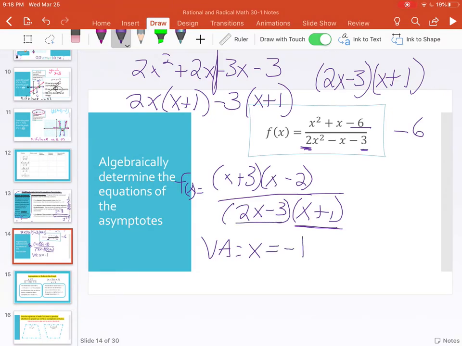My second vertical asymptote, I would take the 0 of 2x minus 3. And if you're not sure what that is, just by looking at it on the side of your paper, you could actually make it equal to 0 and then solve for it. So in this case, my vertical asymptote would be x equals 3 over 2.